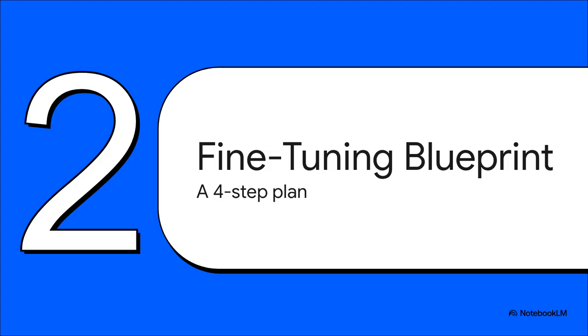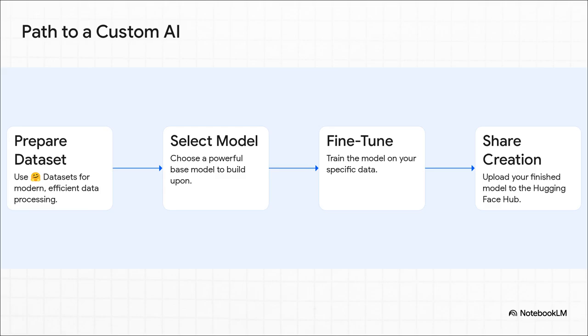Okay, so every great project needs a plan, right? A blueprint. For fine-tuning, it boils down to a really clear and simple 4-step process that works for pretty much any project. It all kicks off with getting your data organized. Simple enough. From there, you pick your foundation, that powerful pre-trained model we talked about. Then comes the main event, the actual fine-tuning process, where you train it on your data. And when you're done, you can share your specialized creation with the whole world on the Hugging Face Hub. It's a complete workflow, from your initial idea all the way to deployment.